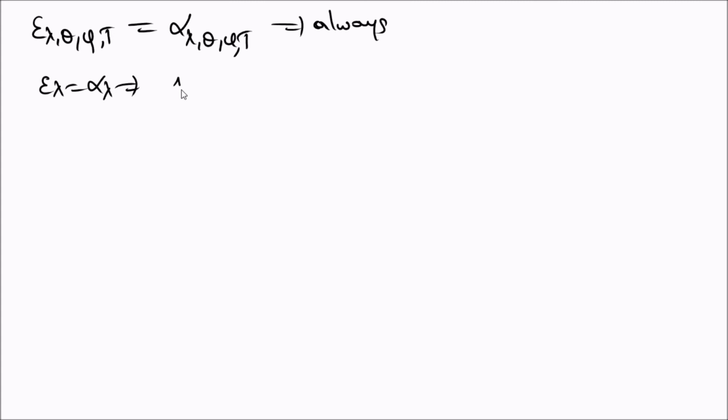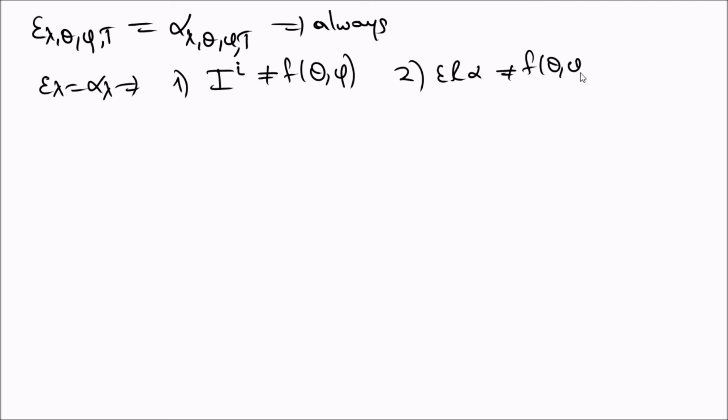And we have looked at when epsilon lambda and alpha lambda are equal. We have said there are two cases. One is that the incident intensity that falls on the object is not dependent on the direction, or the second is that the material properties epsilon and alpha are not functions of the direction. If they are not functions of the direction, it is a diffuse surface.